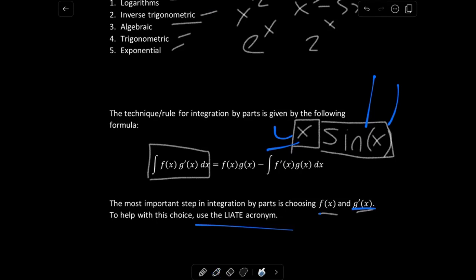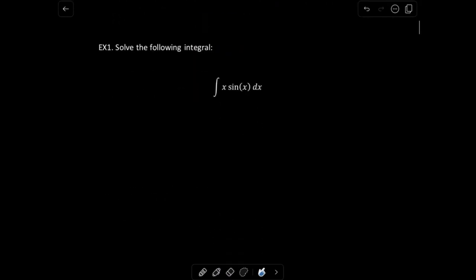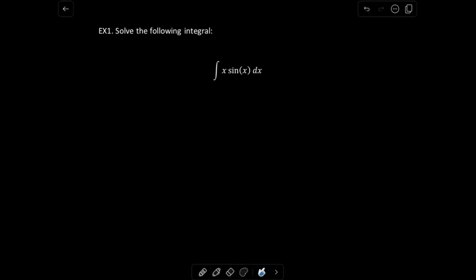And the best way to show how to use it and to do by parts is to obviously do an example. So exercise 1, solve the following integral. You have the integral of x multiplied by sine x. If you want to try it on your own, pause the video, but since it's the first example, I'm going to walk you through this one.